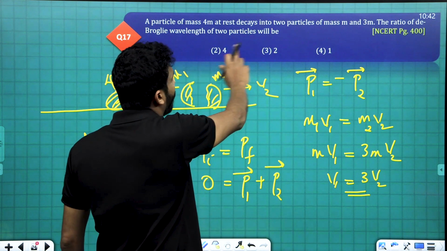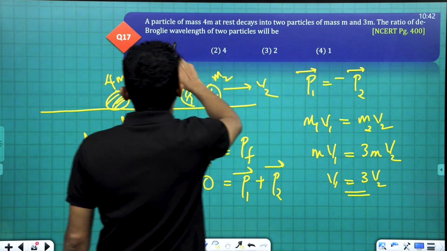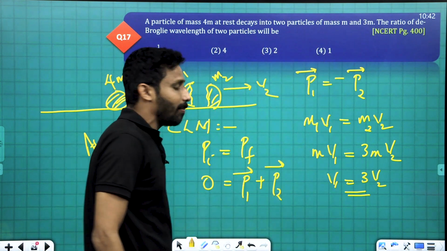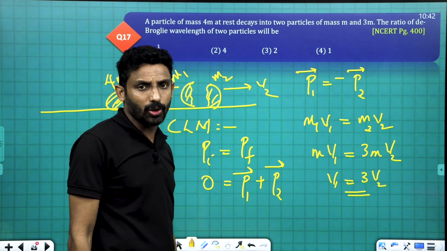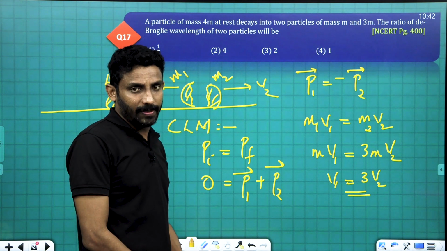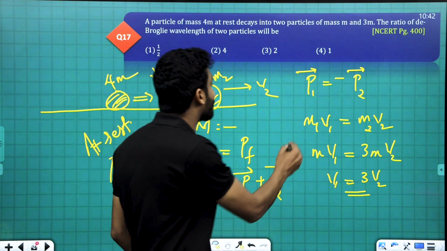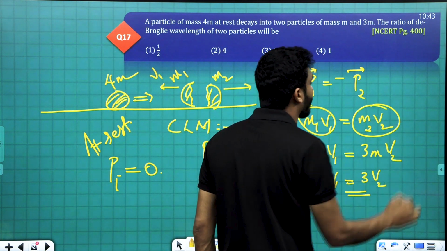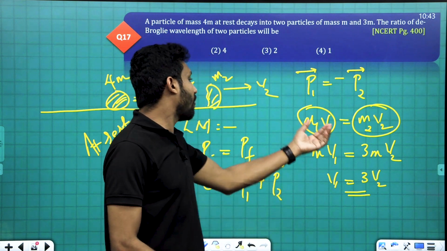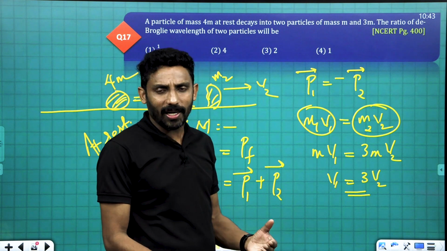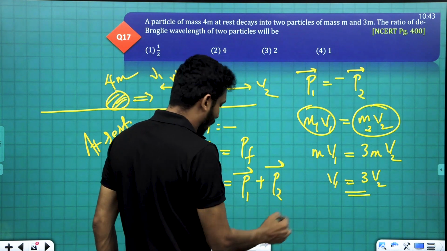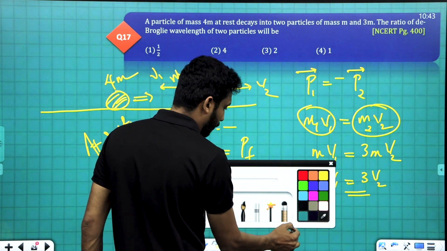Now the question will be about de Broglie wavelength. The ratio of de Broglie wavelength of the two particles: we know de Broglie wavelength is inversely proportional to momentum, and momentum will be the same. Momentum after the decay process will be the same, m1 v1 is equal to m2 v2. Understand? De Broglie wavelength lambda is equal to h by p.